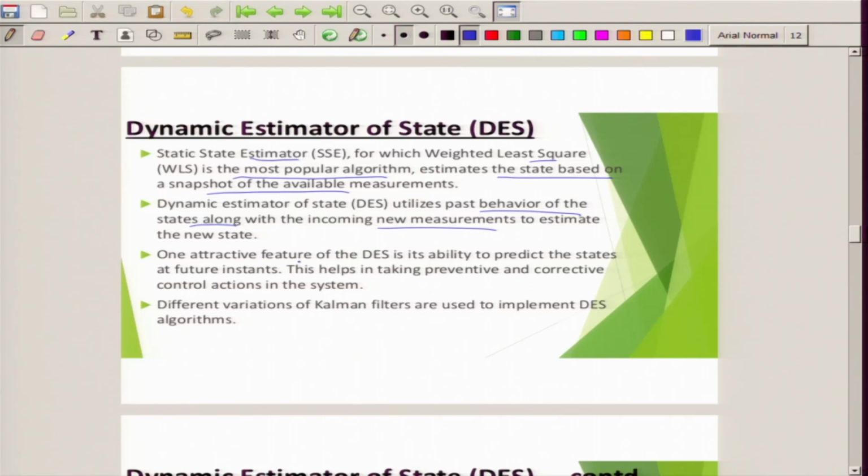So, one attractive feature of the dynamic estimator of states is its ability to predict the states at future instants. By using historical data and the present measurements, it would be able to forecast futuristic scenarios. This helps in taking preventive and corrective control actions in the system. Whatever we are trying to do is making the system better observable and better controllable.